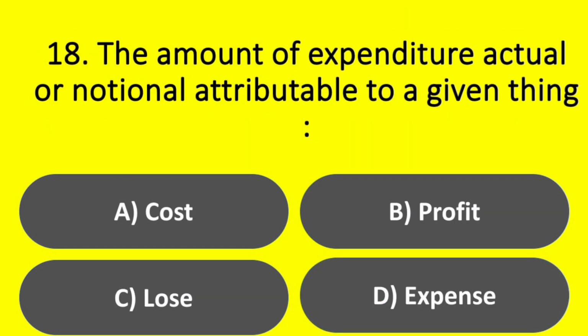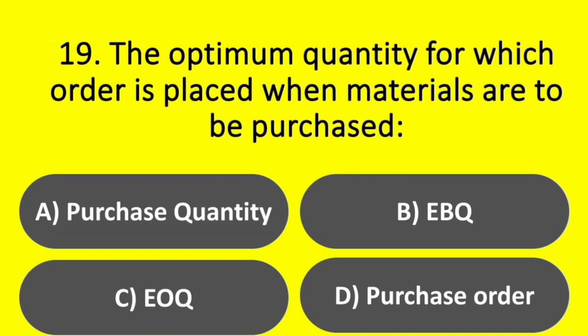Question. The amount of expenditure, actual or notional, attributable to a given thing. Option A, cost. Option B, profit. Option C, loss. Option D, expense. Answer option A, cost. Next question.